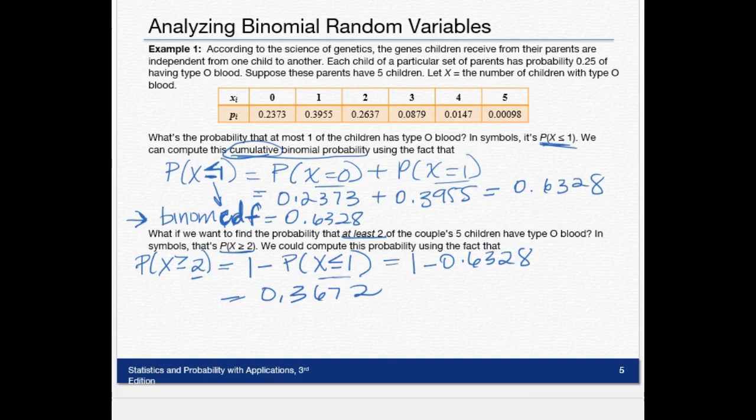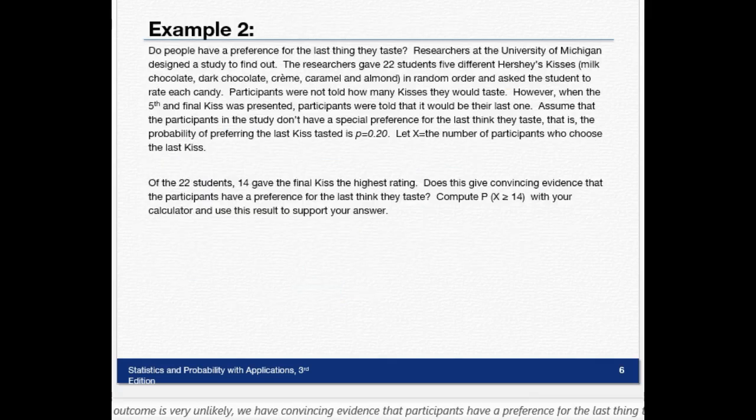Okay? So pay attention to the inequality. If it's a greater than, you have to subtract from 1 and you have to reduce that number right there. If it's a less than, you just can add up the boxes from the table, or you can use Binomial CDF.